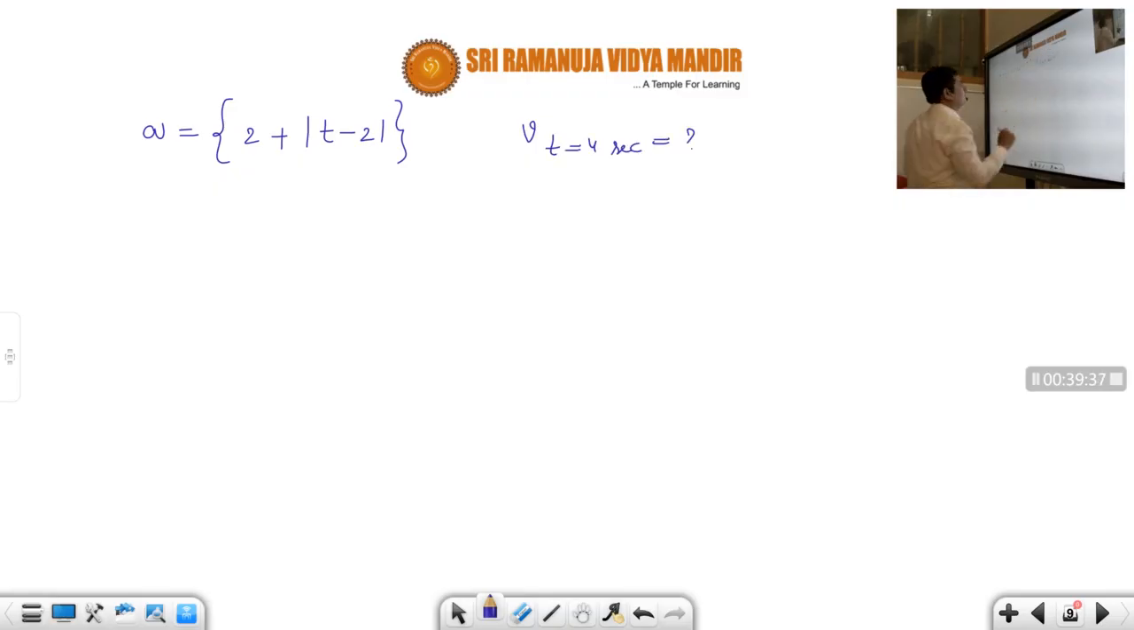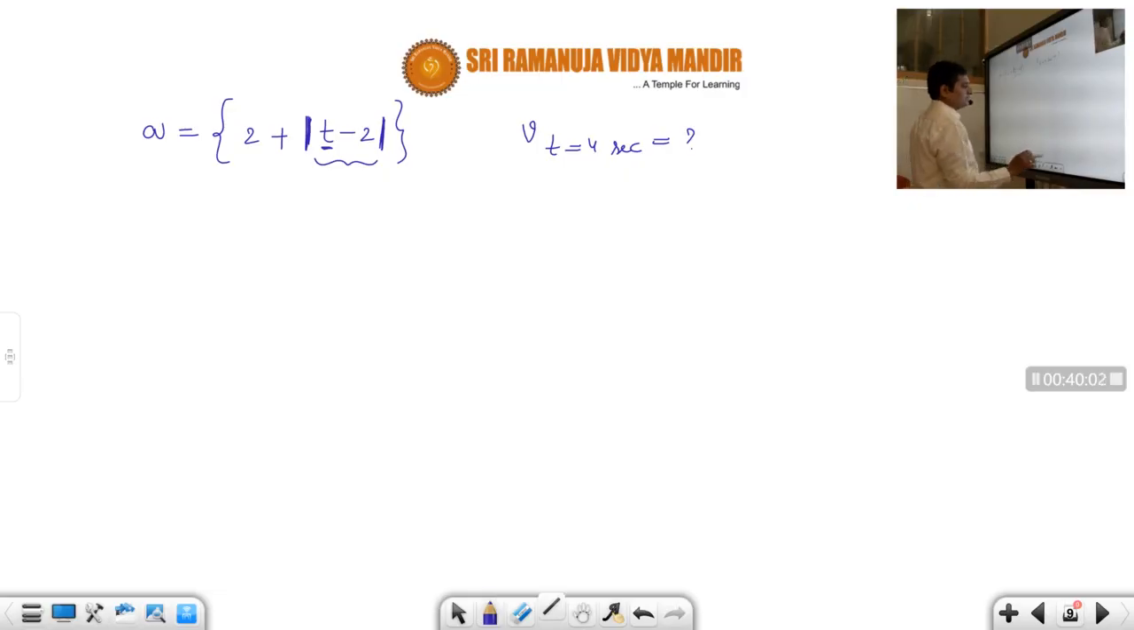Okay, students. Now students, if you see carefully, velocity at t equal to 4. Okay. Now here, if you observe carefully, this is a mod. Mod means what, students? Plus or minus. Correct or not, students? So this value will become minus when t is less than 2, and this value will be plus when t is greater than 2. Correct or not, students? I hope you understood, students.